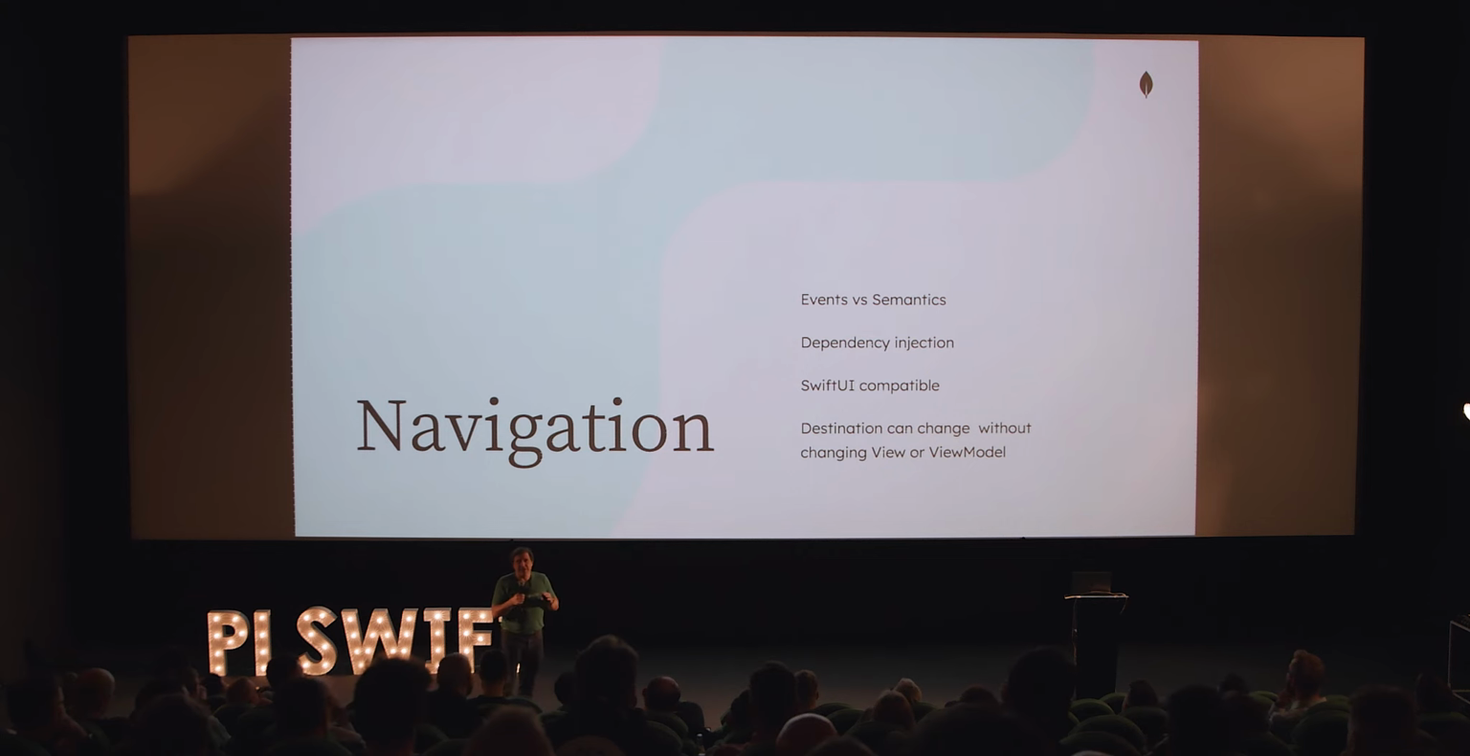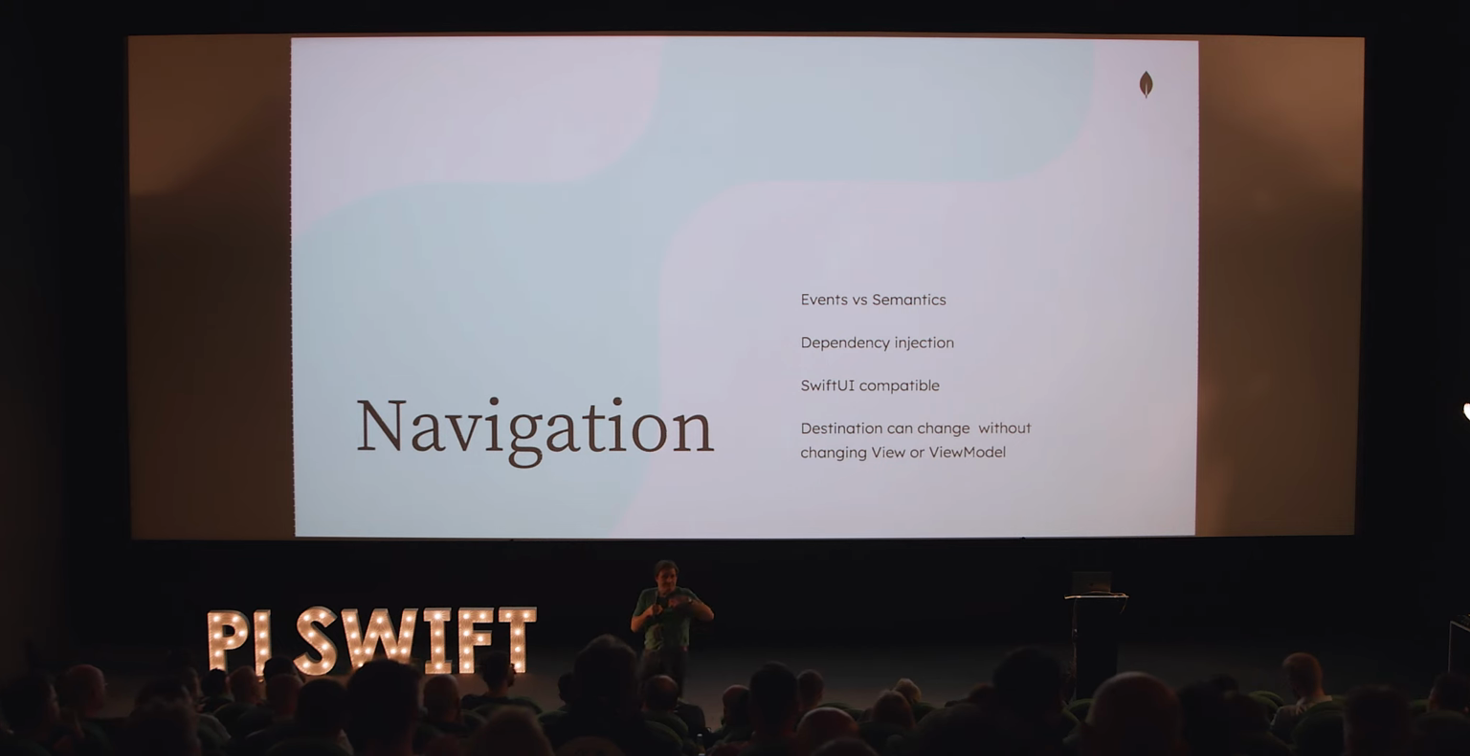We want navigation to be consistent with our architecture, to have the independence between events, like the fact of you clicking on some button, and the fact of this application navigating to some destination. That has to be different. We want to be able to provide dependency injection for all of the destinations that we're visiting. We want to make it SwiftUI compatible. I mean, there have been ways of doing this when we were using UIKit for a while, and there are ways to do it with SwiftUI, and I'm going to present you one.